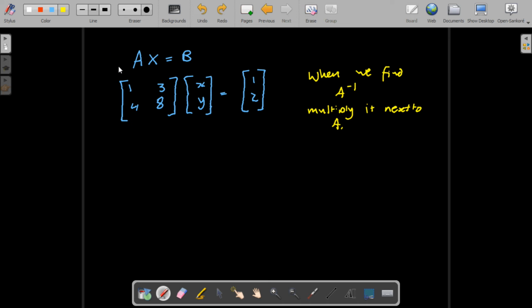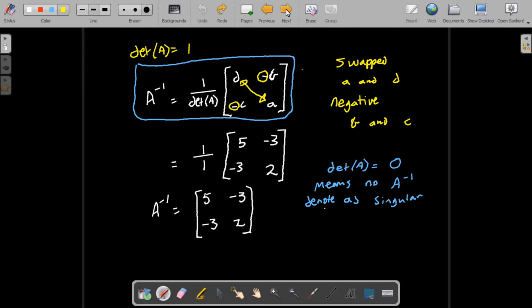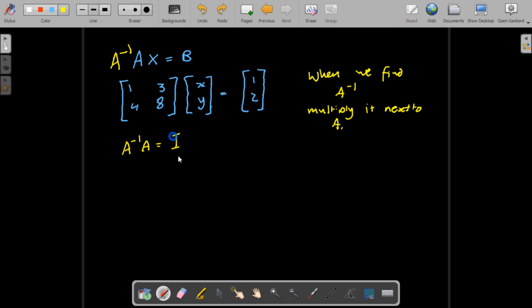When we find the inverse of A, we need to multiply it next to the position of A. So for this case, we would have to multiply it on the left. So we'd say the inverse of A times A, and the inverse of A times A gives us the identity, or 1. Basically it means we're multiplying by 1 now.